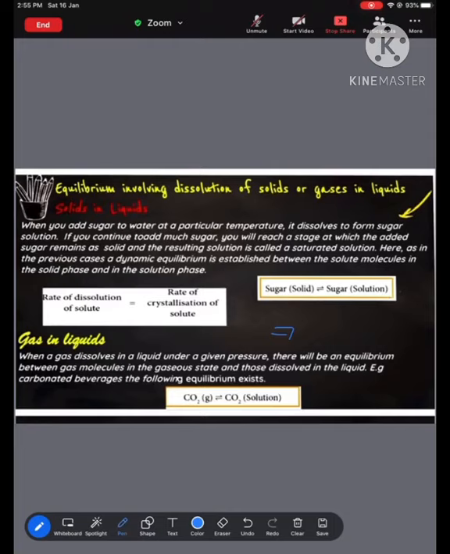As I told you, a very good example for such a system is the carbonated beverages. So the following equilibrium exists: carbon dioxide in the gaseous phase will be in equilibrium with carbon dioxide in the solution phase.